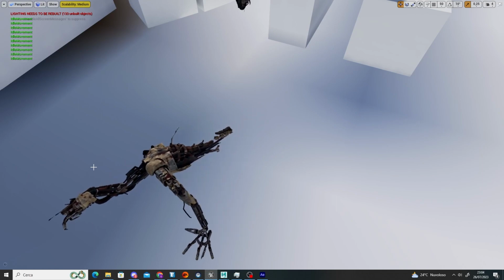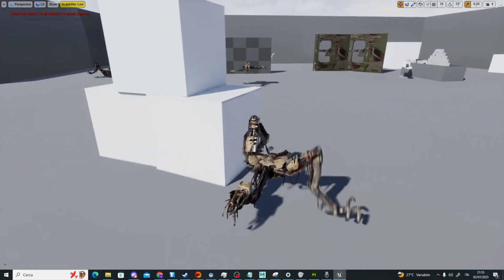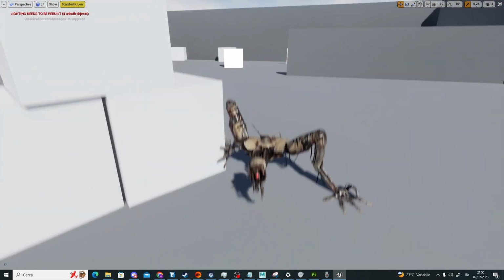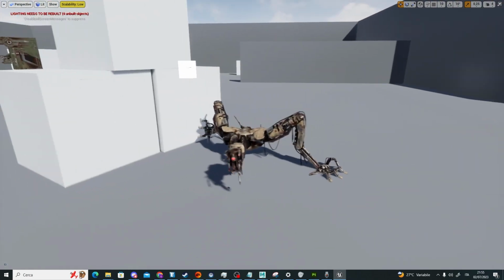And lastly, I made it so the hand collides properly with the environment. This way it feels more grounded, more connected to the environment. Let's now break this connection.